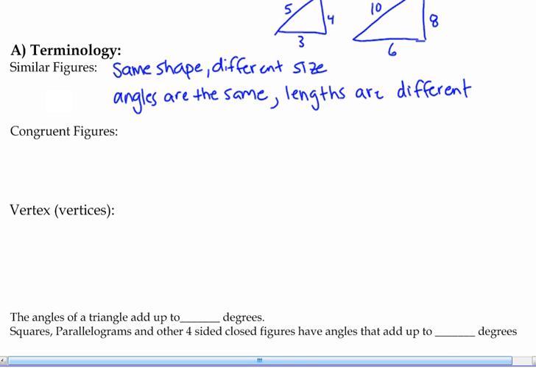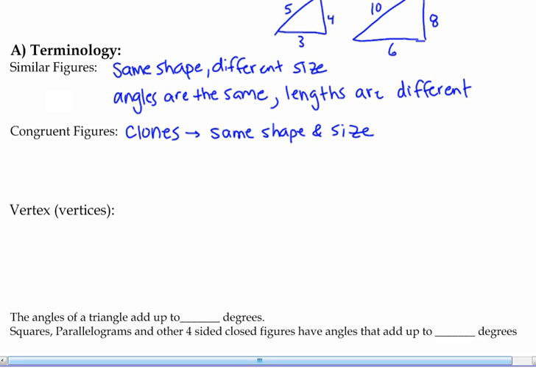Congruent figures, however, are what? Exactly the same. You can almost think of them as clones because they're the same shape and size. Okay? So they're identical. Their angles are the same, their side lengths are the same, they are in every way the same.